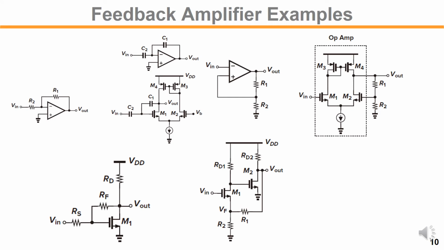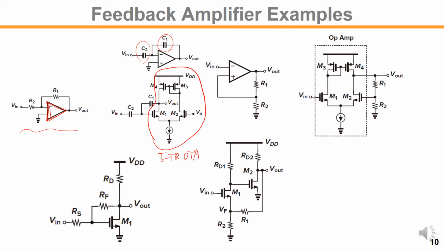There are many feedback amplifier topologies. For example, in the undergraduate course, we learned about the OPM feedback circuit like this. This is the inverting amplifier. We have an OPM here. And also we can have a capacitive inverting amplifier. The simplest amplifier is the 5 transistor OTA.